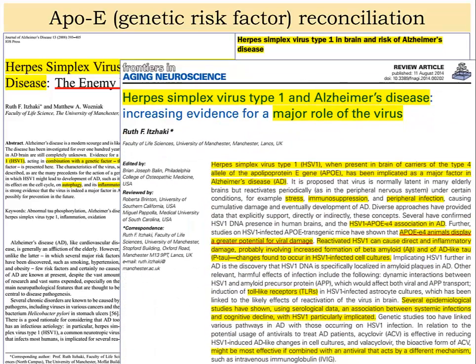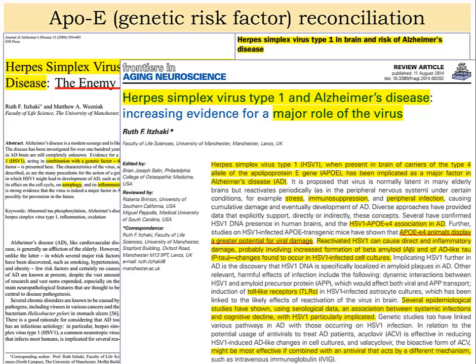This has been published now several times, and again, this helps us understand how this genetic risk factor, ApoE, increases the risk for Alzheimer's dementia via herpes simplex virus type 1, and by extension through viral transactivation to the other viruses that have more recently been implicated. So I call that ApoE reconciliation. It helps us to reconcile how this genetic risk factor for dementia interacts with the environment, in this case with viral activation and transactivation.